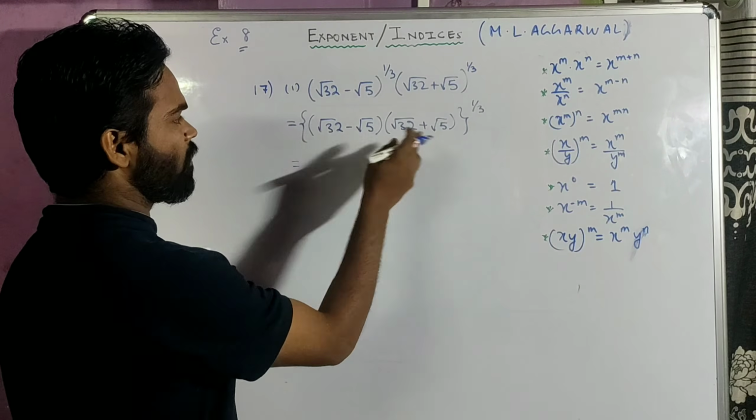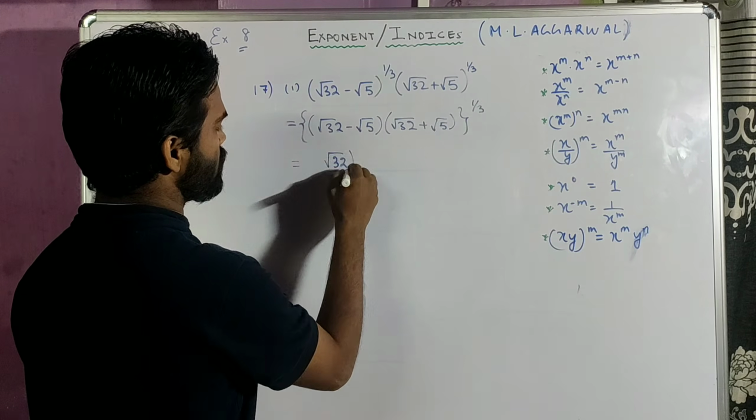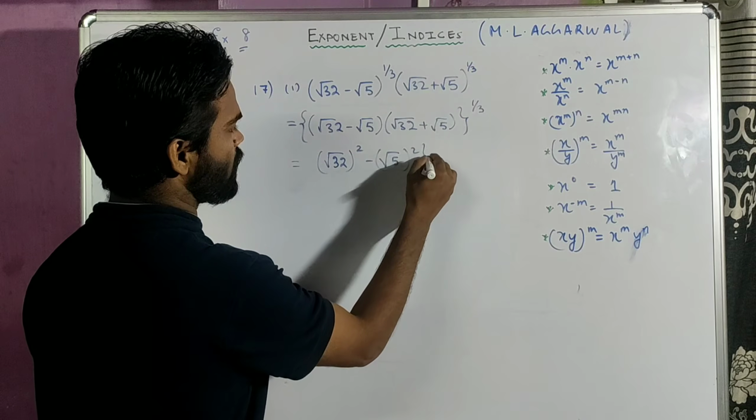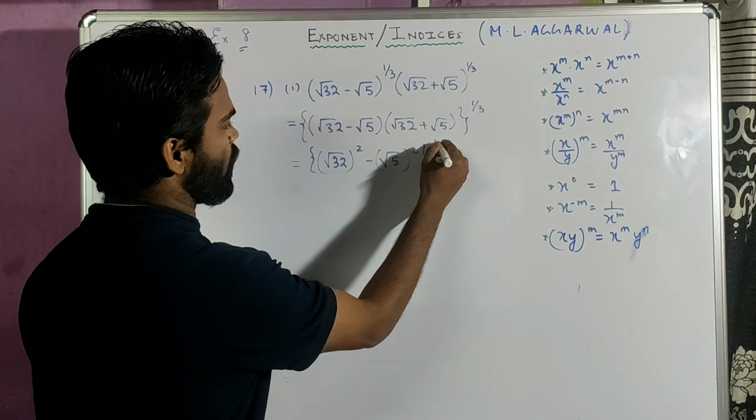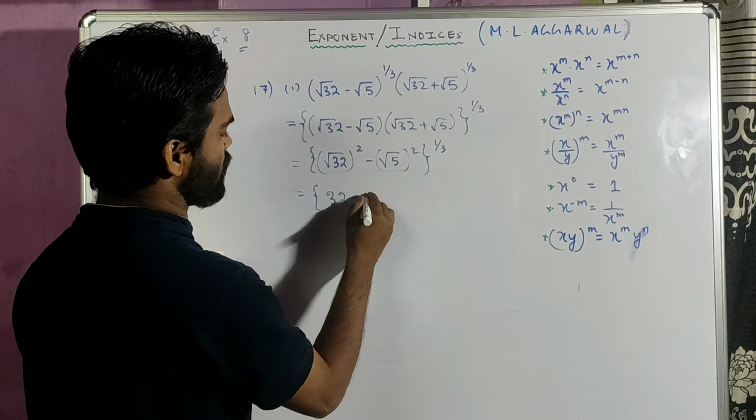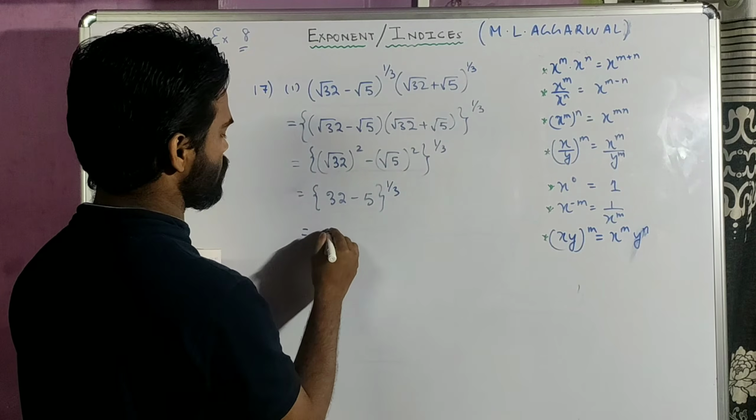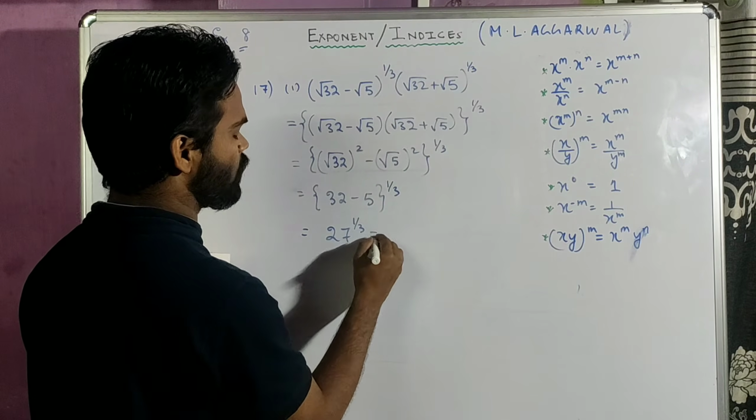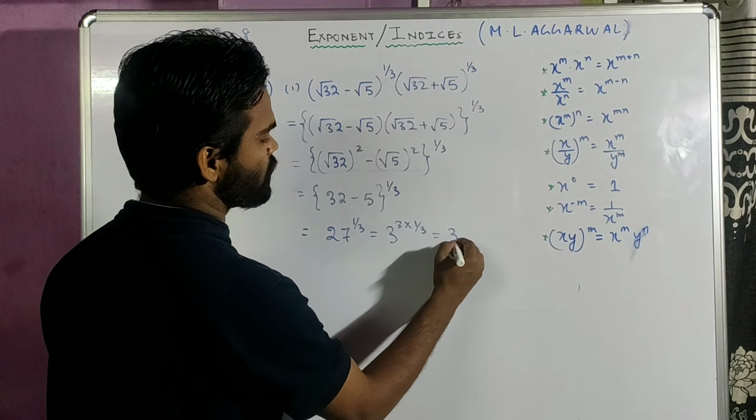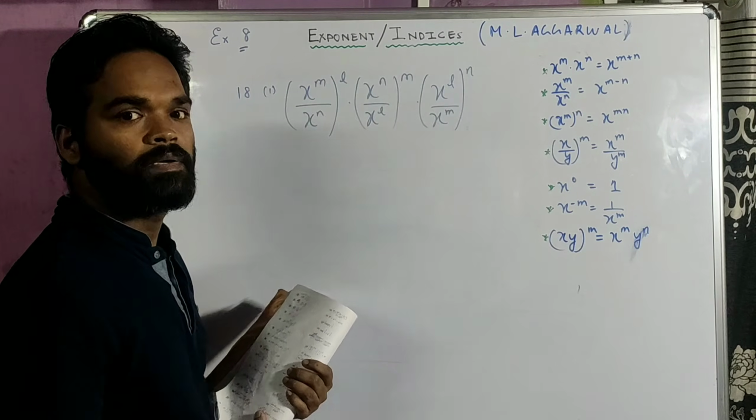Now this is in the form of a minus b, a plus b, which is a square minus b square. This is raised to the power 1 by 3. Now this is 32 minus 5, to the power 1 by 3. That is equal to 27 to the power 1 by 3. We know 27 is 3 cube, into 1 by 3, that's 3. Because this cancels out. So that's my answer.